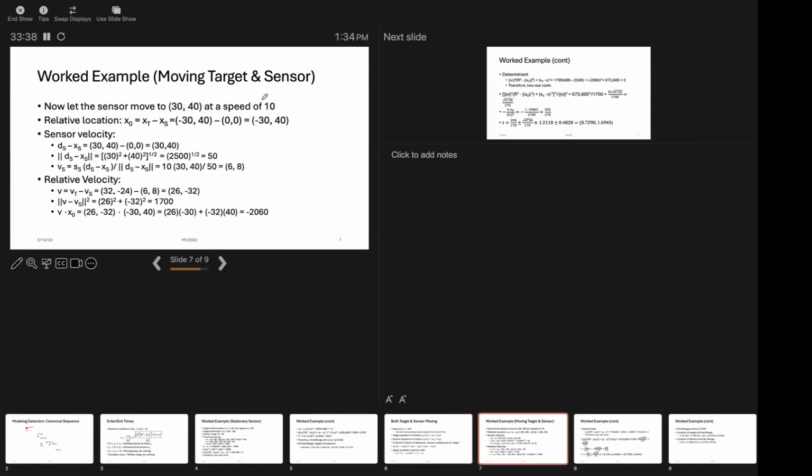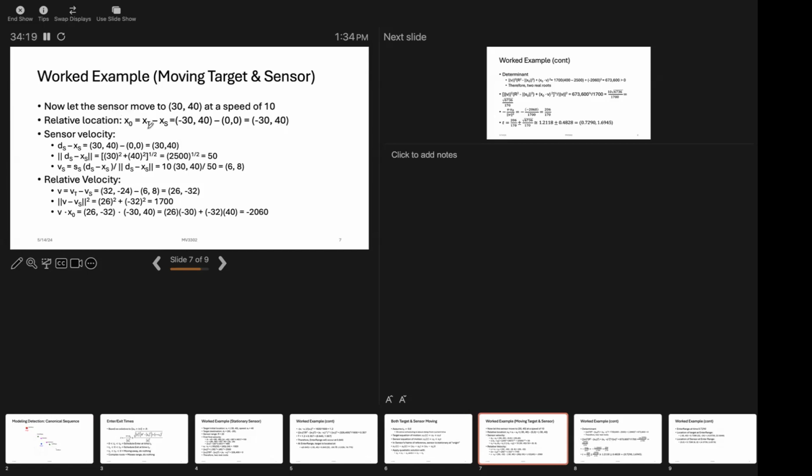All right, so let's apply it to this. So supposing the sensor now, let's have it move to, say, 30, 40 at a speed of 10. And the target is going to do exactly the same maneuver. So now it's a little bit more uncertain. I know that if the speed were great enough, the sensor and target would miss, but the equations would show that. In this case, I chose a speed of 10 just to make sure that they didn't miss.